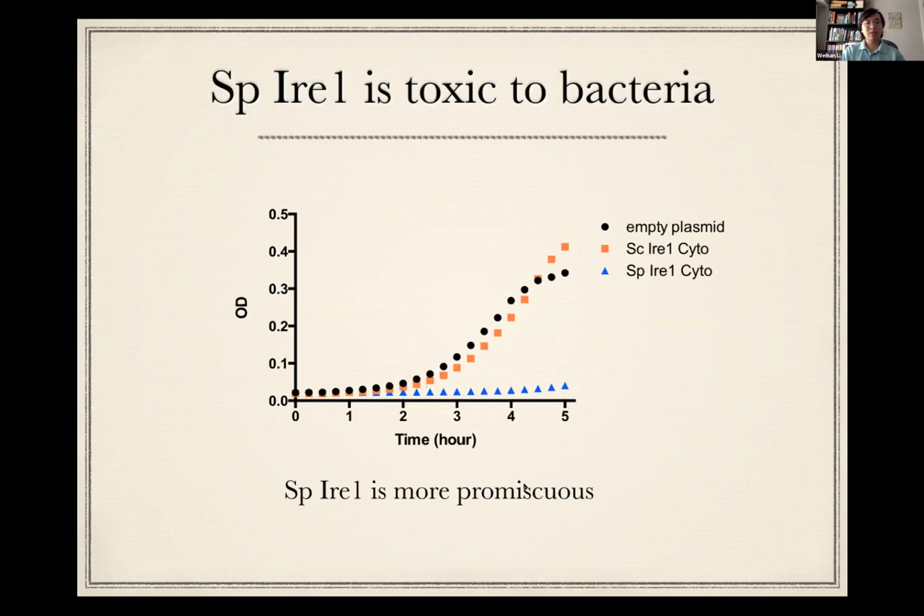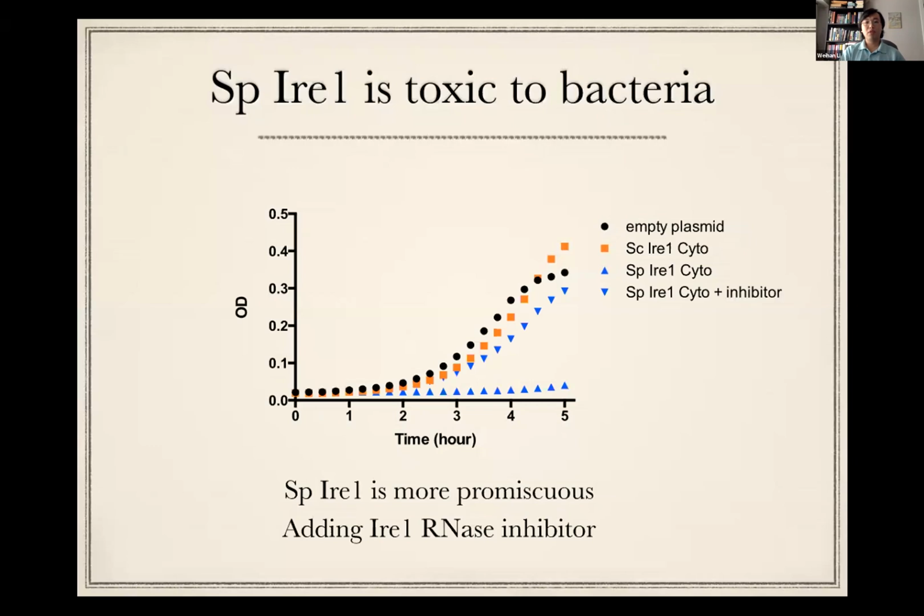And so to test this idea, we simply added an RNase inhibitor of IRE1 that has been previously characterized into the bacterial culture. So we just added the drug into the bacterial culture. And very nicely, the IRE1 RNase inhibitor reverted the toxic effect. And the bacteria is no longer dead. It started to grow.